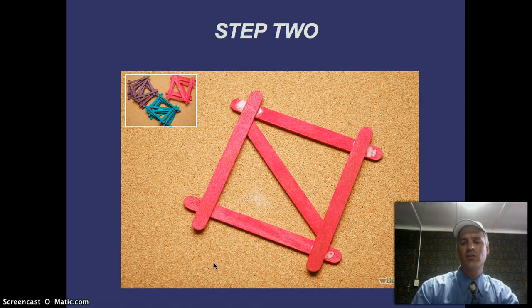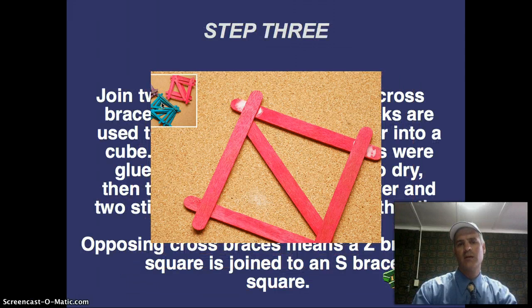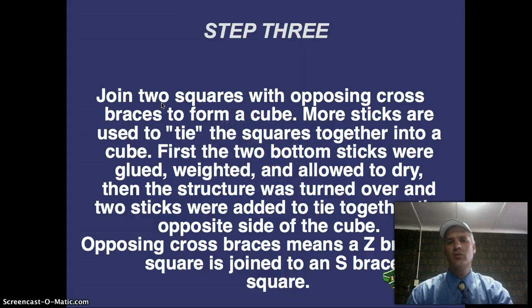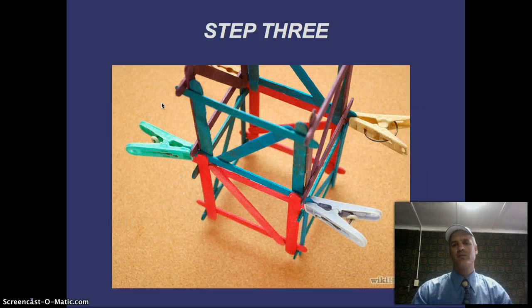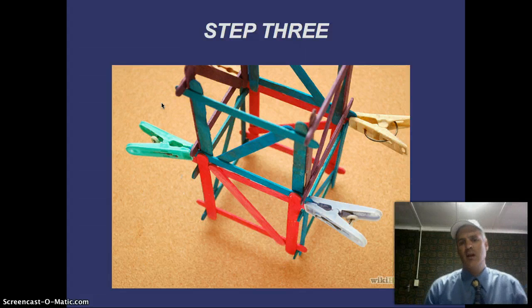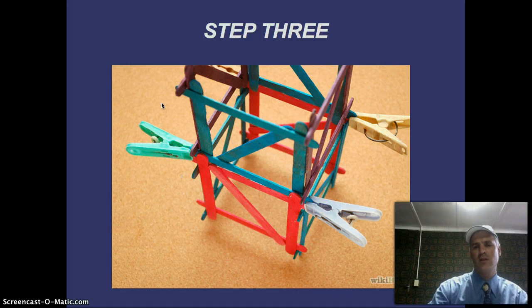And there you can see in the top picture there's a number of them, and you're going to need a number of them. You're probably going to need obviously 4 for each one. Join 2 squares with opposing cross braces to form a cube. Okay, so this is the whole idea for you to make a cube. There it is. These are cubes, and these cubes are put together, as you can see over here in the drawing.